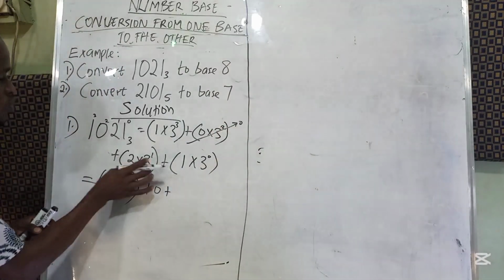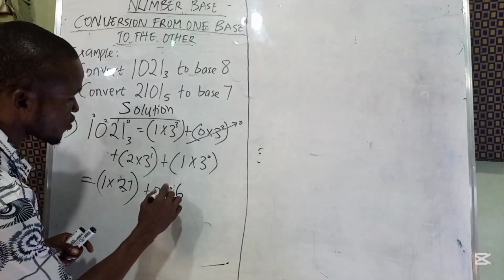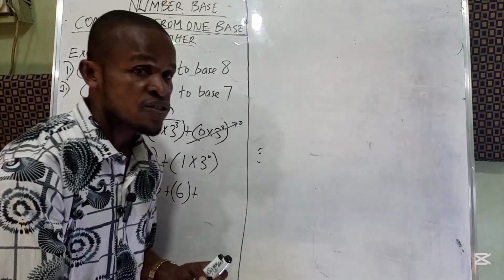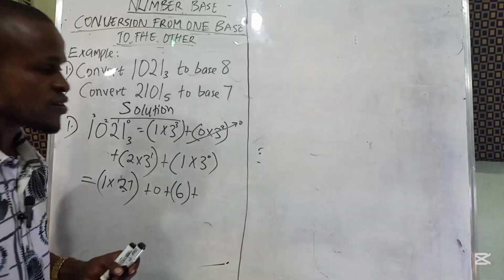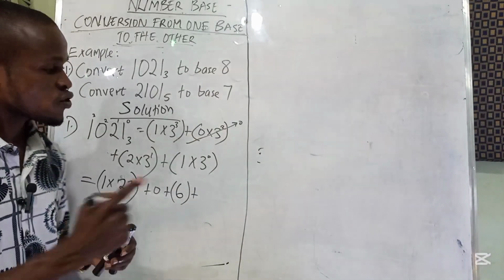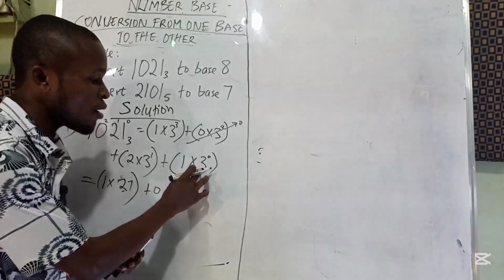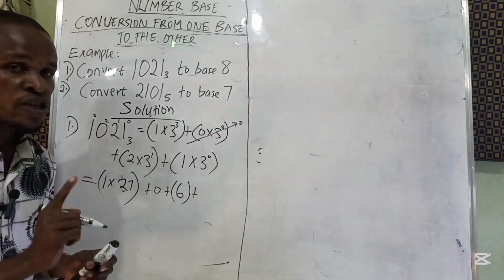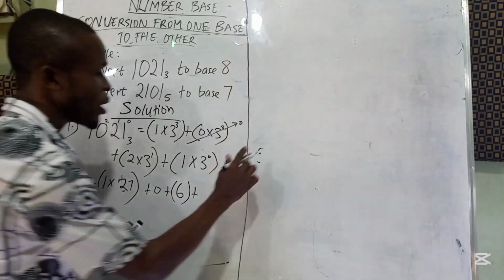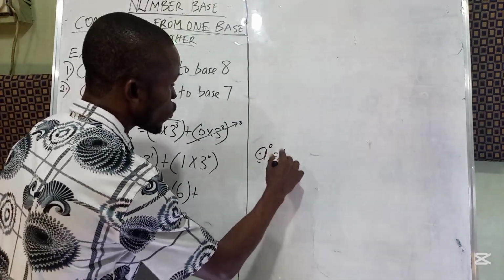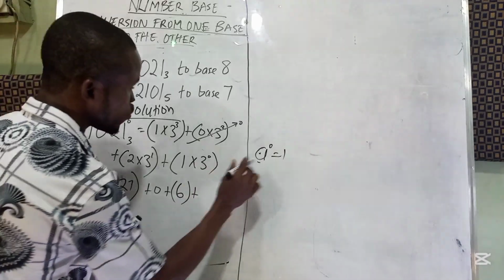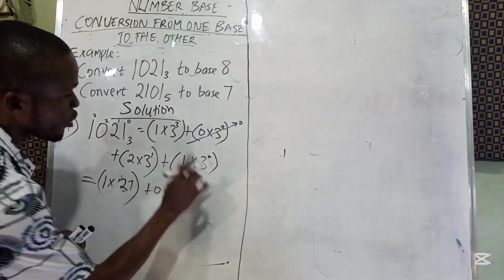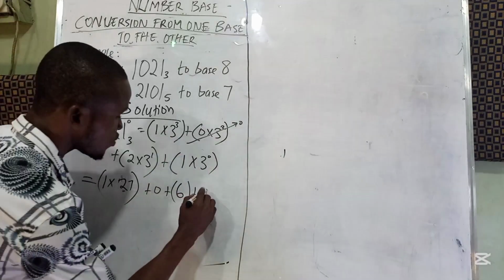Then plus 2 times 3 is 6. This is 6. Right? Plus the next number. Remember from the knowledge of indices that any number raised to the power of 0 is 1. So 3 to the power of 0 equals 1. Please, any number raised to the power of 0 is 1. So if we have 8 to the power of 0, it is equal to 1. That implies that 3 to the power of 0 is 1. 1 times 1 is 1.